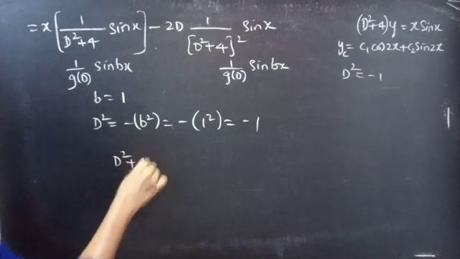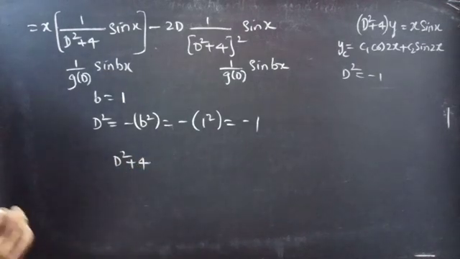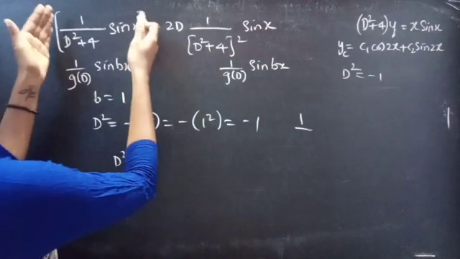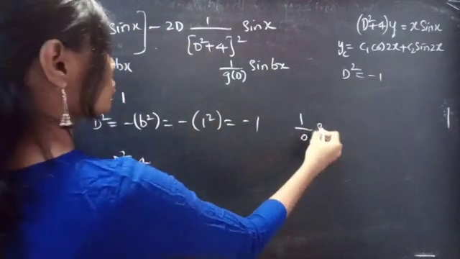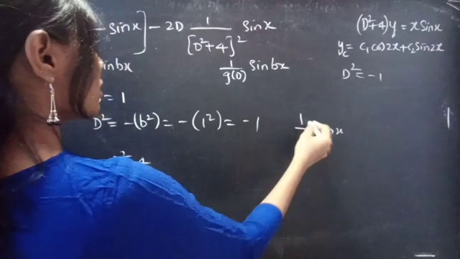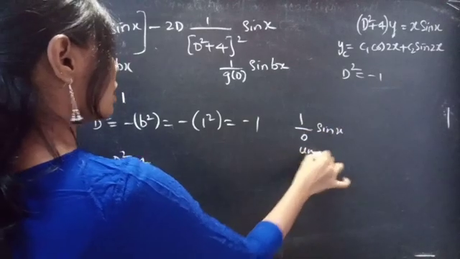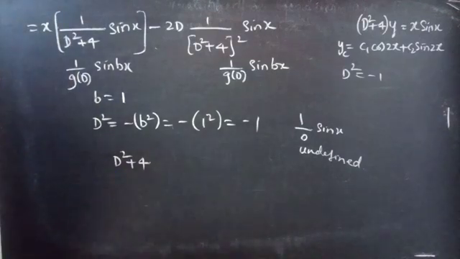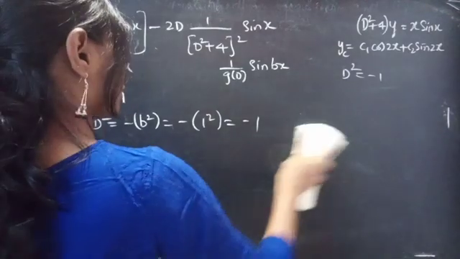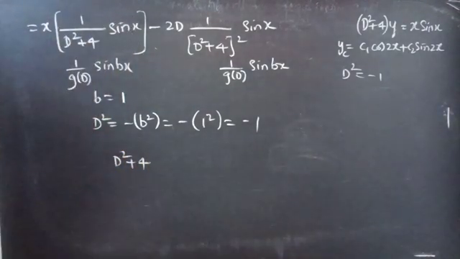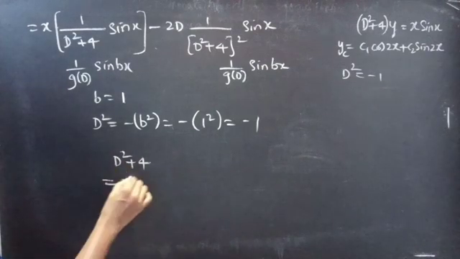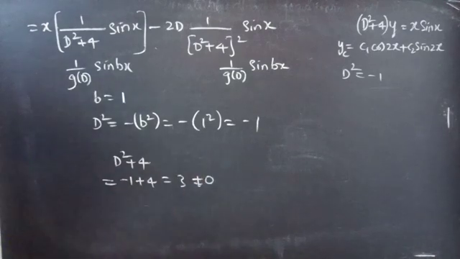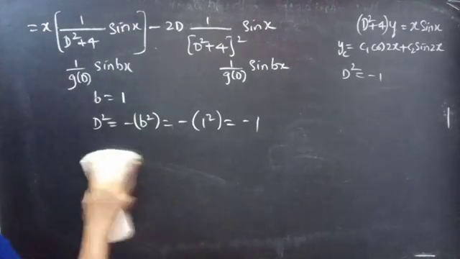Always remember that the denominator must be non-zero. What if the denominator becomes 0? This term becomes 1 by 0 into sin x, right? Since 1 by 0 is undefined, the total term becomes undefined. So the denominator must be non-zero. Let's see what happens if we replace d square with minus 1. We'll get 3, which is non-zero, right? We got non-zero by replacing d square with minus 1.